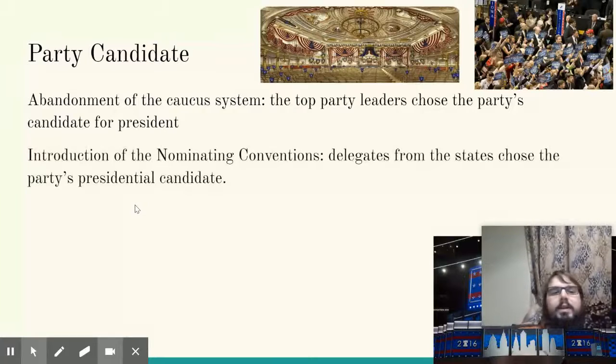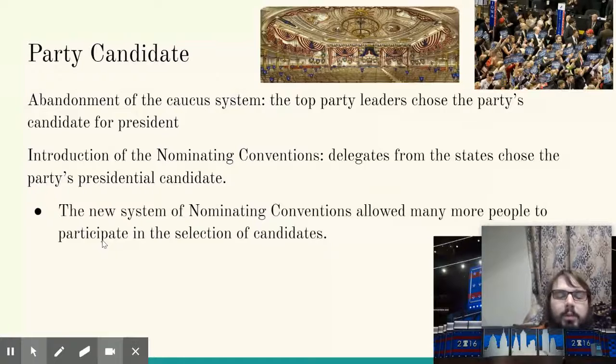Okay? Instead, now they have nominating conventions. Okay, and what happens here is delegates from the states choose the party's presidential candidate. Okay, so your community kind of selects its own delegates, and that comes from each state. And each state sends people that have been selected by the people to go and vote on this at the national convention, and they decide on who will be the candidate. Okay, so essentially you have a system of electing different people to eventually elect the nominee for the party that you're a part of.